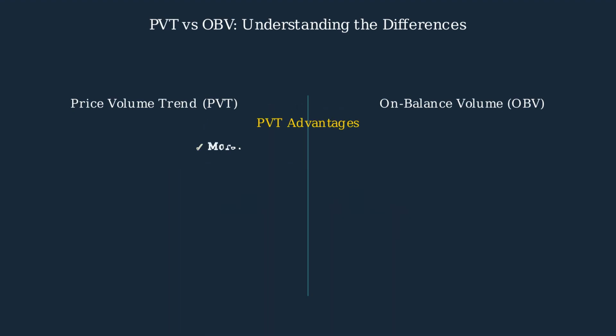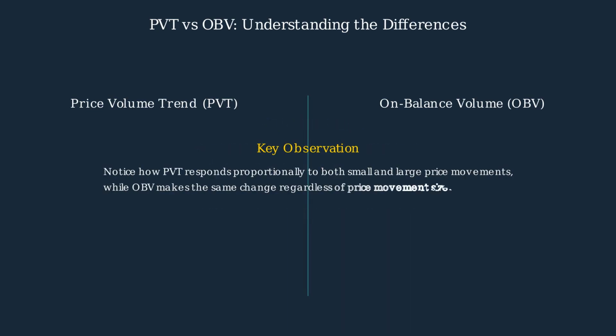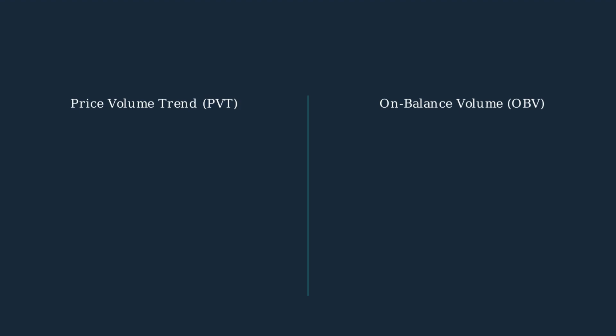This nuanced approach gives PVT several advantages over OBV when analyzing market trends. Because PVT considers the magnitude of price changes, it provides more accurate signals about the strength of trends and is less prone to false signals in choppy markets. In summary, while both indicators track volume in relation to price, PVT's more nuanced approach makes it a potentially more reliable tool for technical analysis.